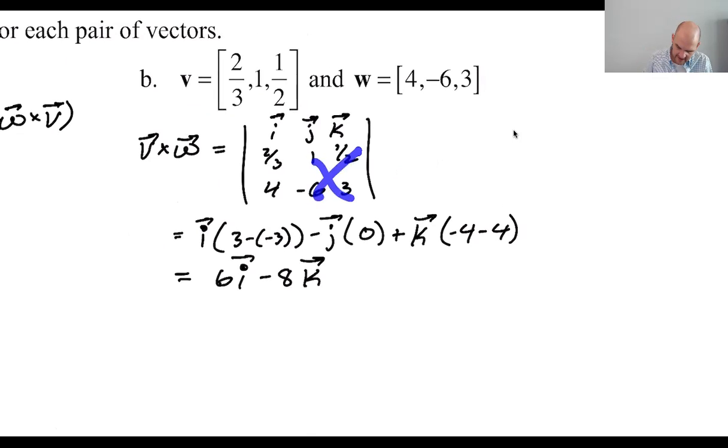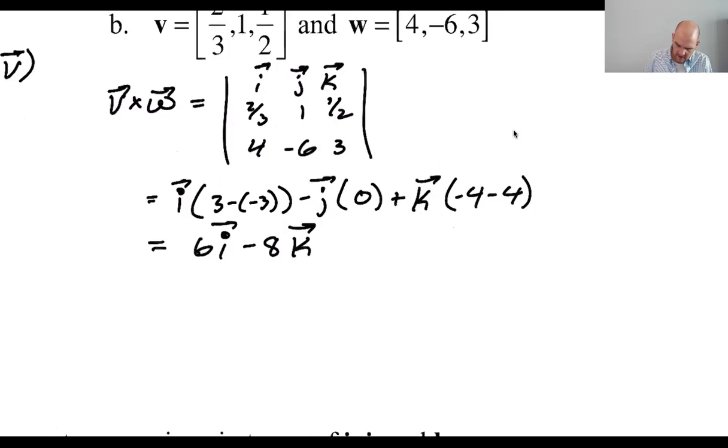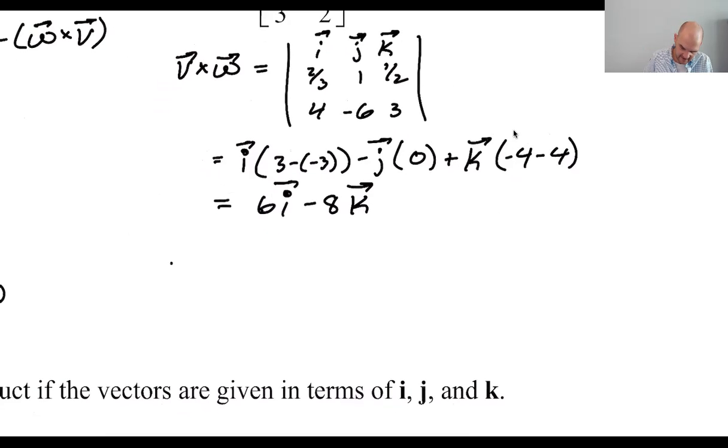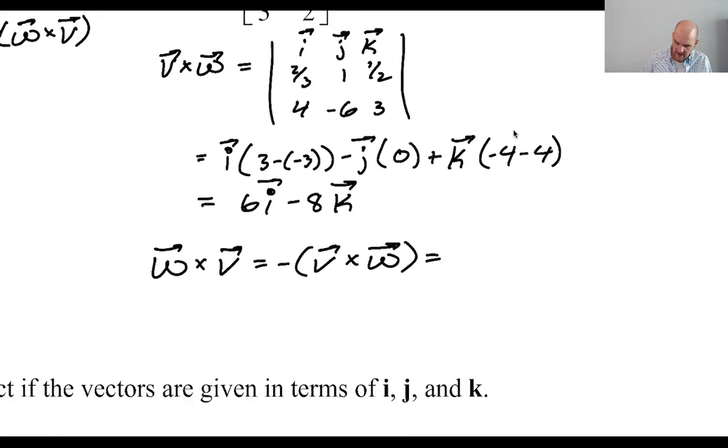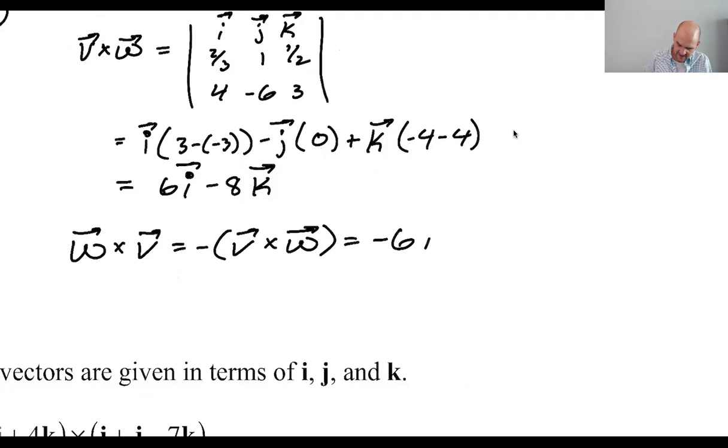So it's 3 minus -3, it's 2 minus 2, and then it's -4 minus 4. Yeah, I think that's right. So that means that W crossed with V should be the negative of V crossed with W. So if I got it wrong, I'm doubling down, and I'm going to get -6i plus 8k. There's no j term there.